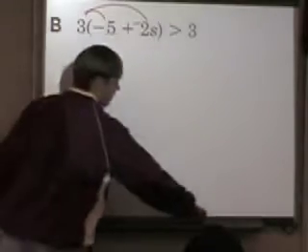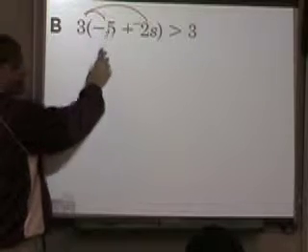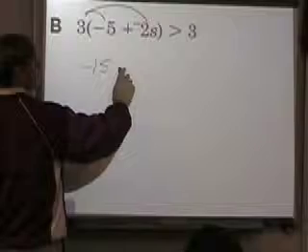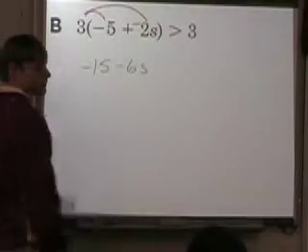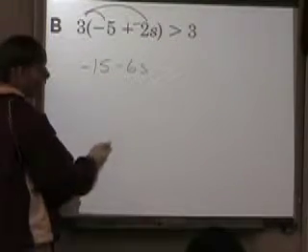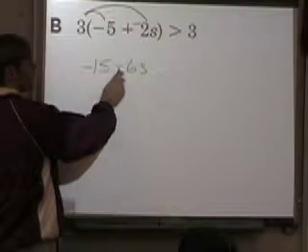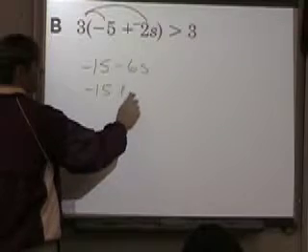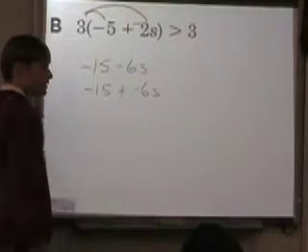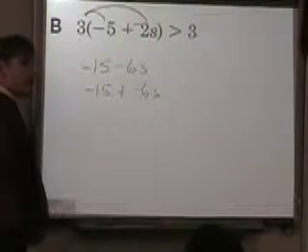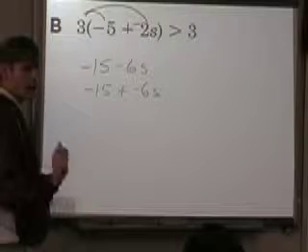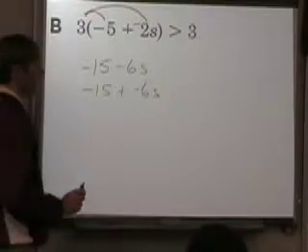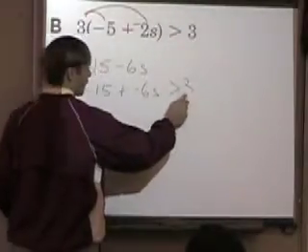Now, we're going to distribute 3 to the negative 5, and we get negative 15. And 3 to the negative 2s, and we get negative 6s. So we've got negative 15 minus 6s. Is that not the same as negative 15 plus a negative 6s? Same thing. I've told you 100 times, a minus sign is the same as a negative. And that is greater than 3.